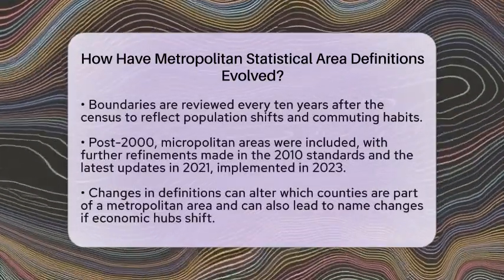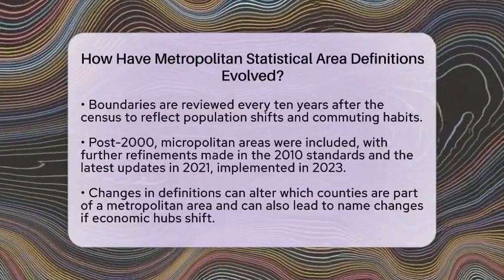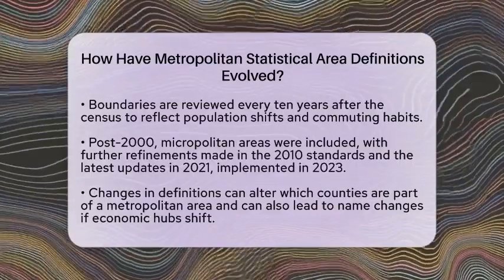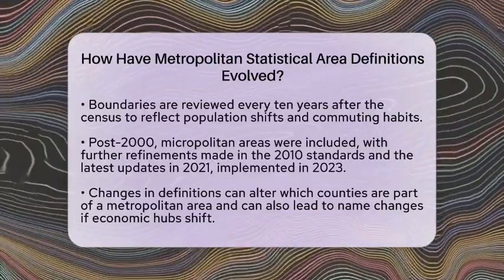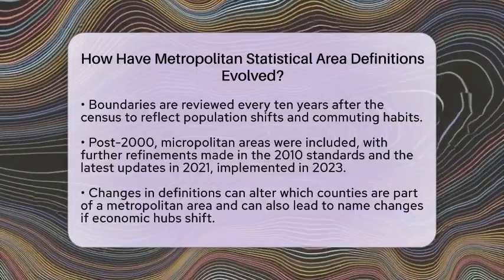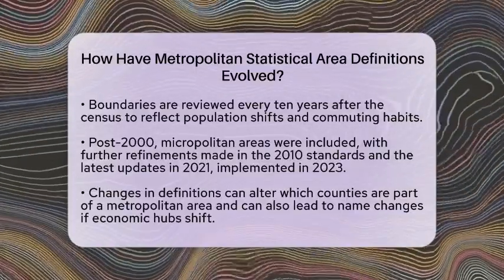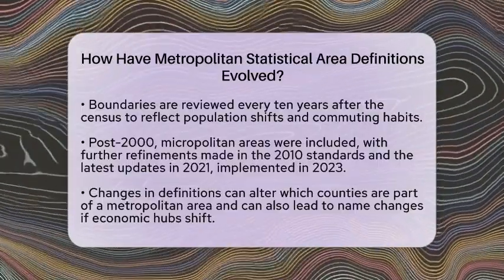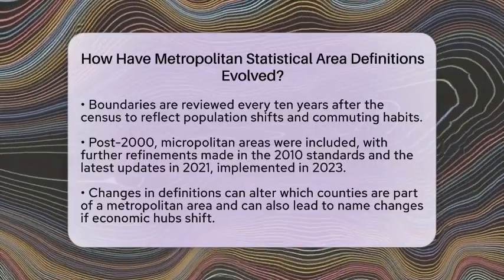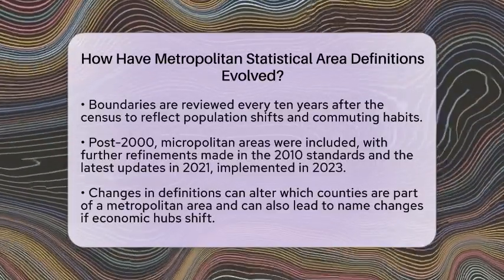The Office of Management and Budget is the agency responsible for defining and updating these areas. They base their definitions on population size and how many people commute from surrounding counties into the urban core. For example, if a large number of people in a nearby county work in the city, that county is included in the metropolitan area.